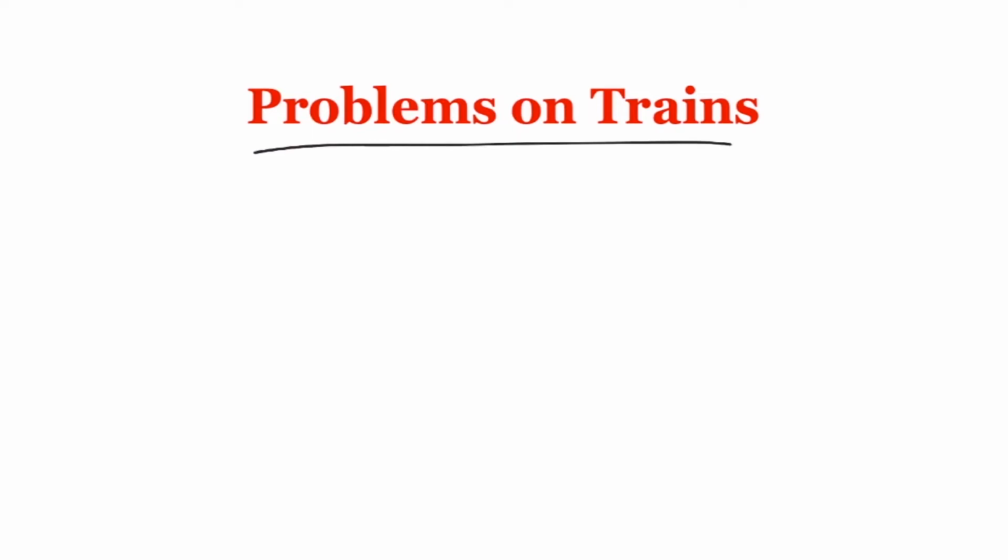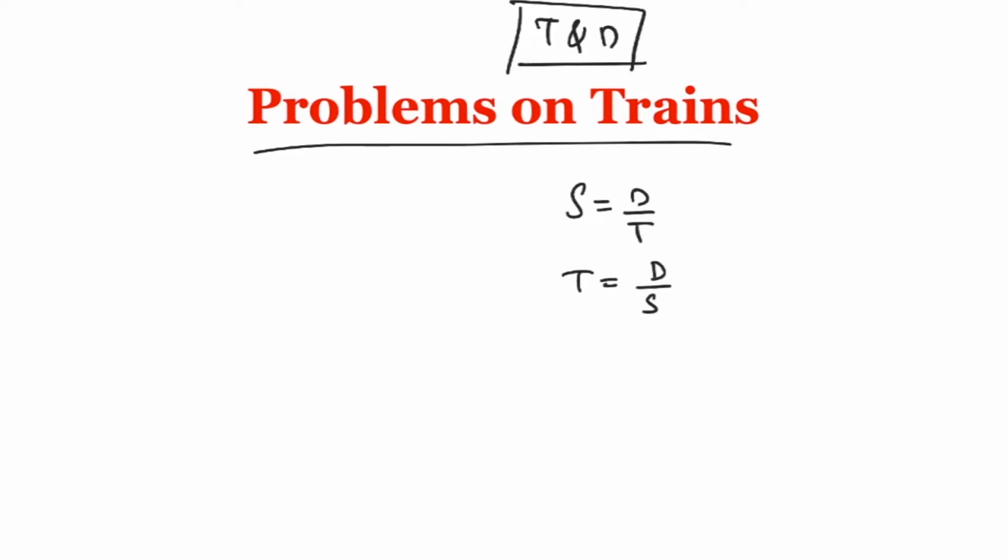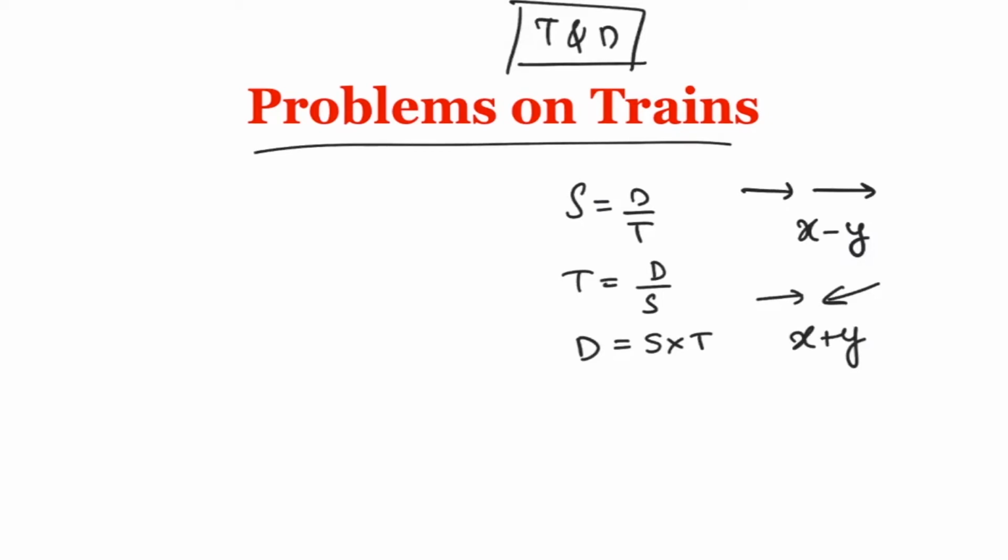Problems on trains. It is application of time and distance concept. In problems on trains, we deal with the same formulas. Speed is distance by time, time is distance by speed, and distance is speed into time. If two things are moving in same direction, relative speed is x minus y. If two things are moving in opposite directions, relative speed is x plus y.